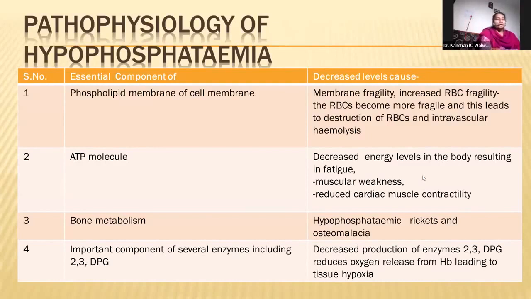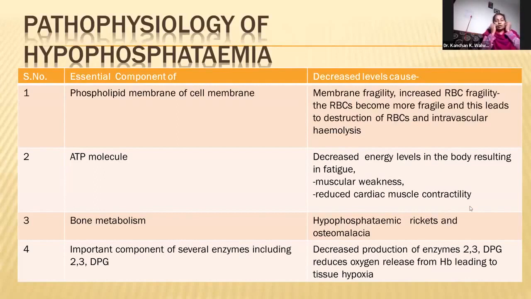Then again, bone metabolism. As I said, phosphorus is an important component of bone. So, because of decreased level of phosphorus, there will be hypophosphatemic rickets and osteomalacia. Many times when we see rickets, we jump to a conclusion that the animal has a reduced calcium level. So we go for administration of vitamin D3 and calcium without even knowing that the amount of calcium in the body is normal.